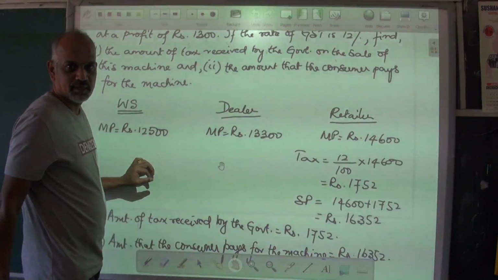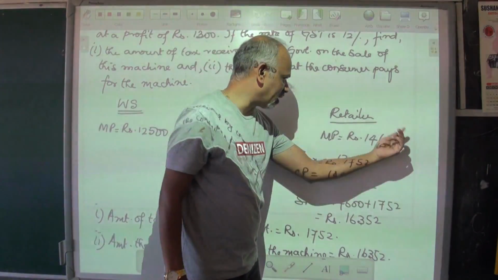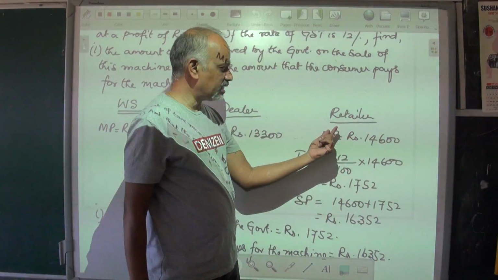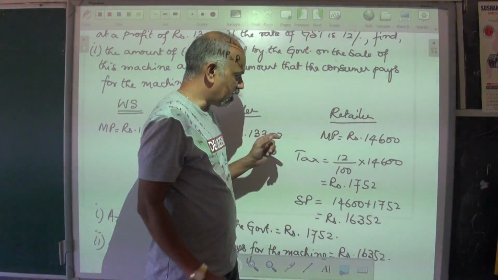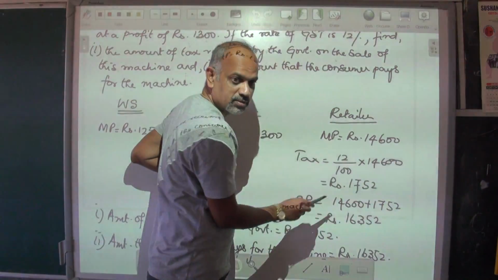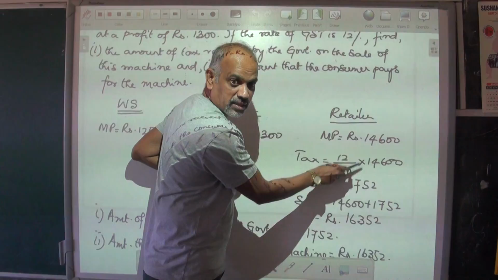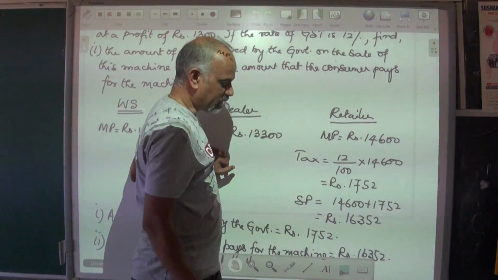Okay. There's a second question which says you have to find the amount that the consumer pays for the machine. What all does the consumer pay for the machine? If the consumer is buying from the retailer, he has to pay the mark price, that's the price of the machine. He also has to pay the tax, which is 1752. So this and this together is the amount that the customer has to pay the retailer.